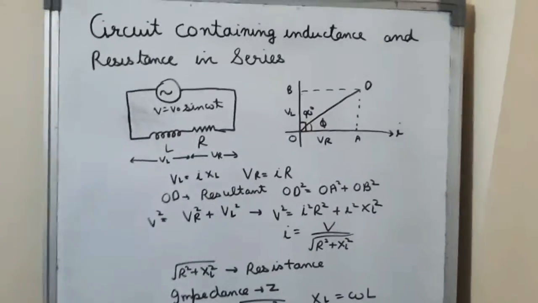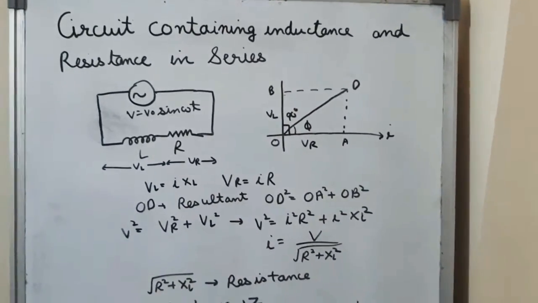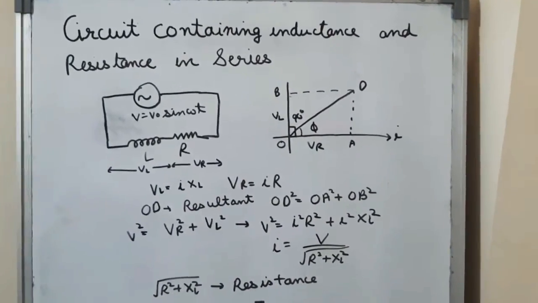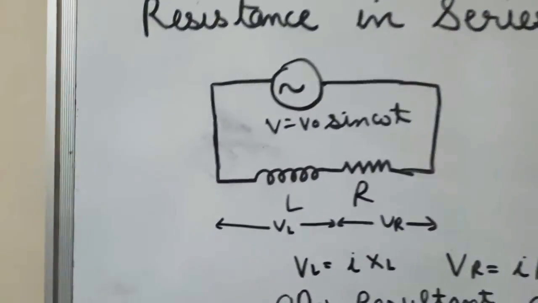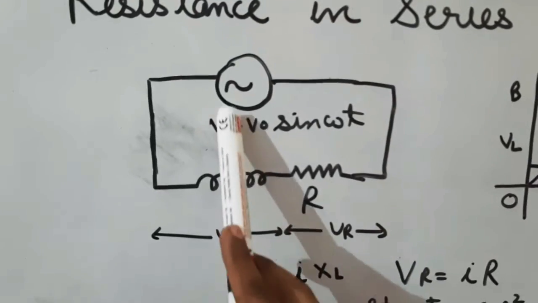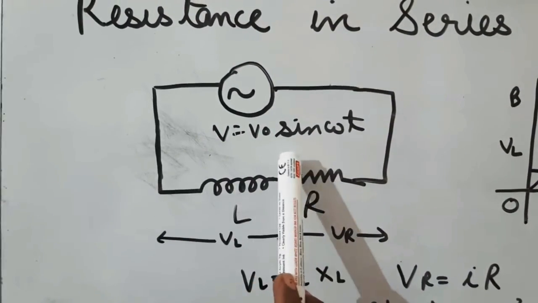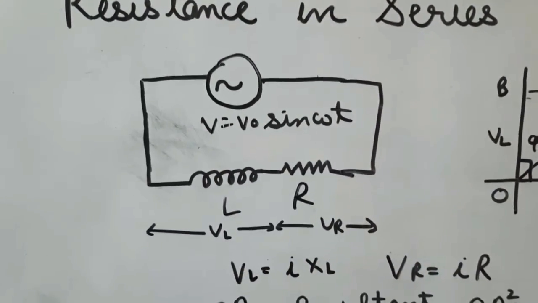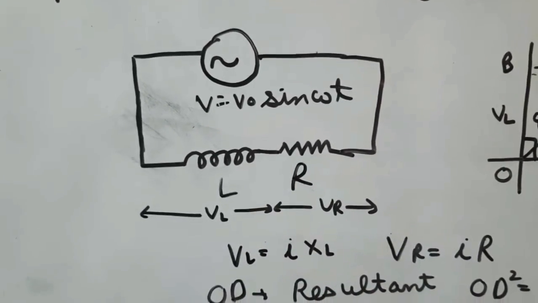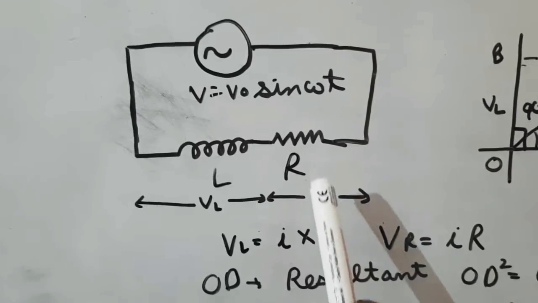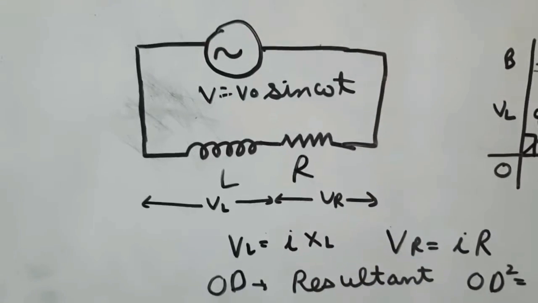Good morning students. Today we are going to discuss the circuit containing inductance and resistance in series. You can see this is a circuit. Here the AC voltage V is equal to V naught sine omega t, applied across an inductor of inductance L and a resistance of resistance R.